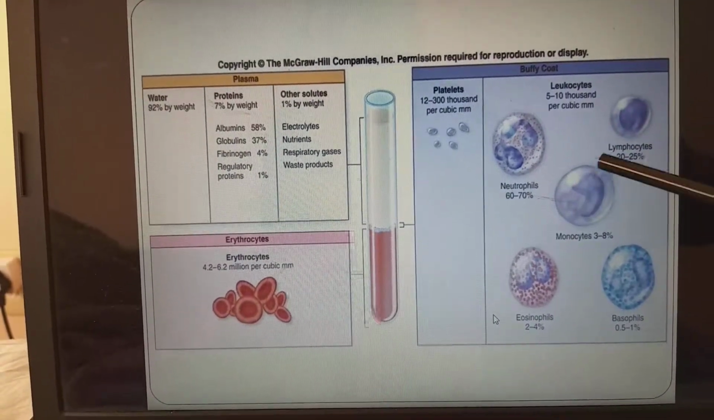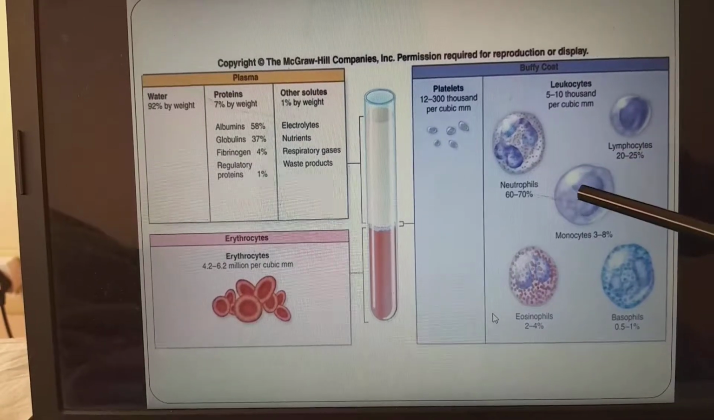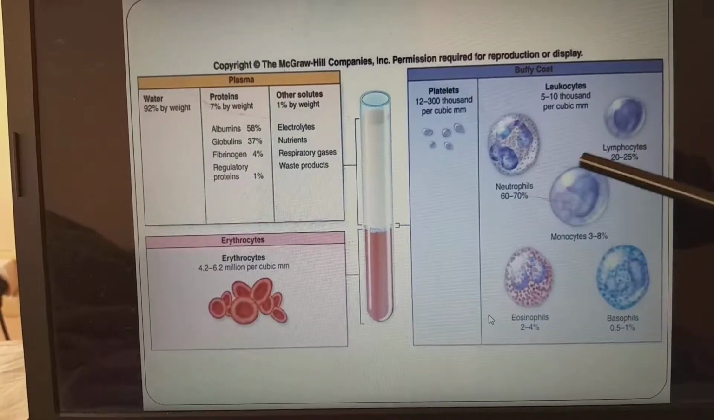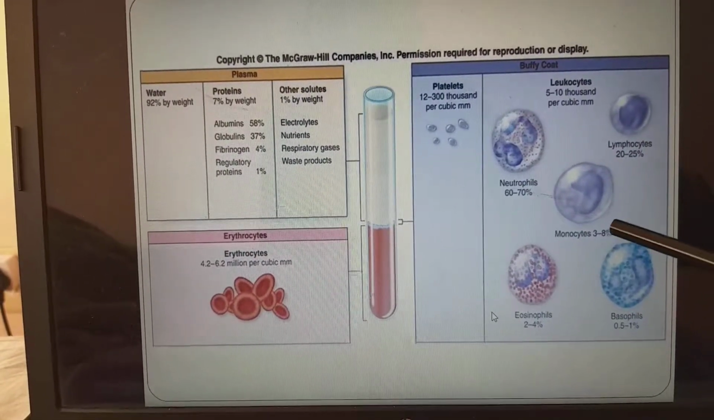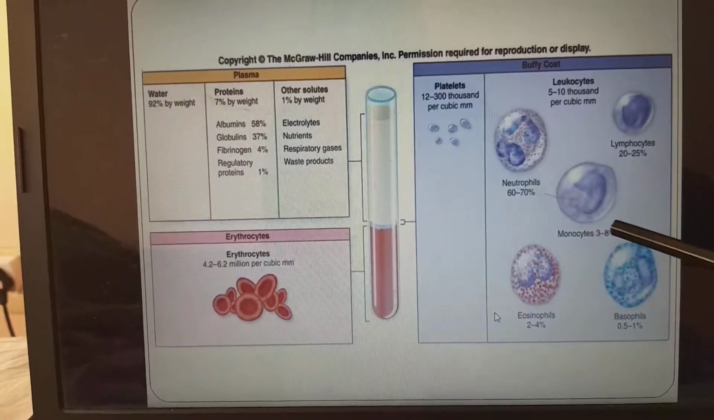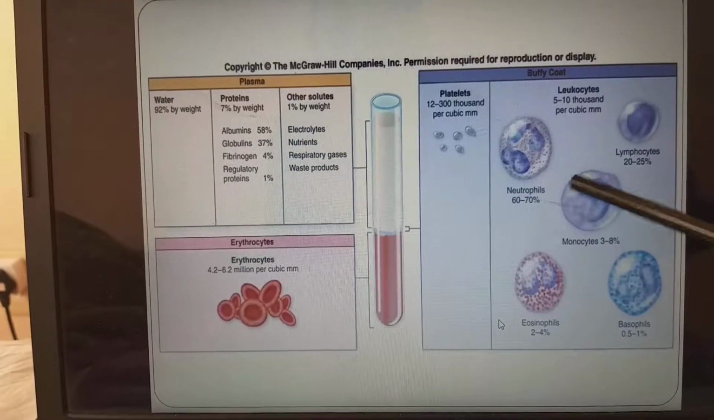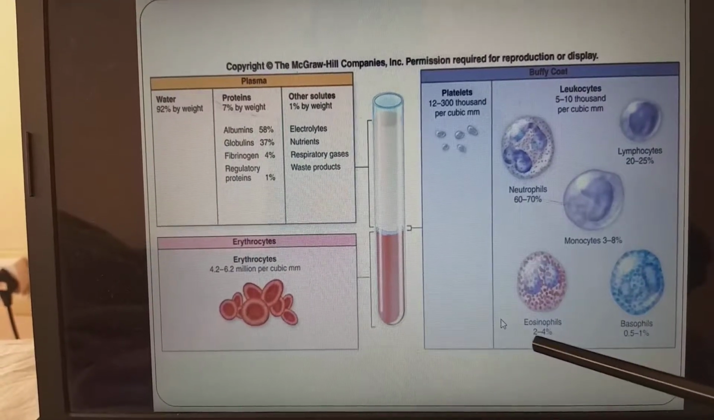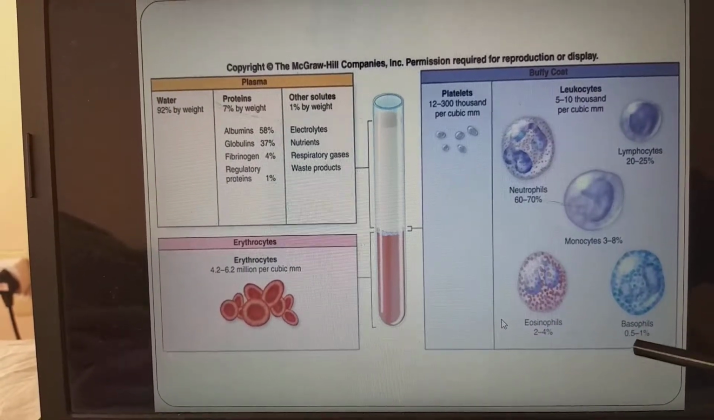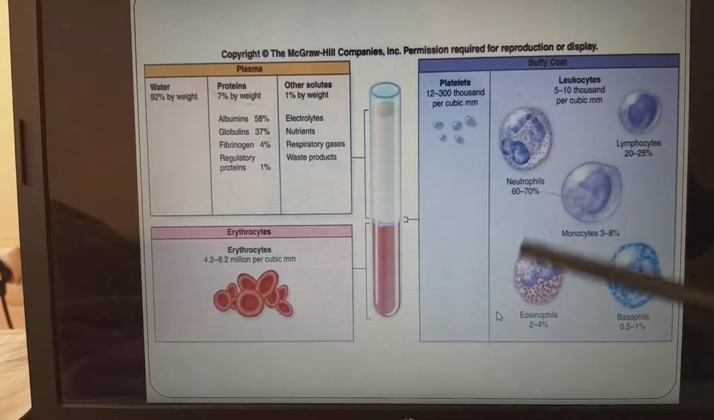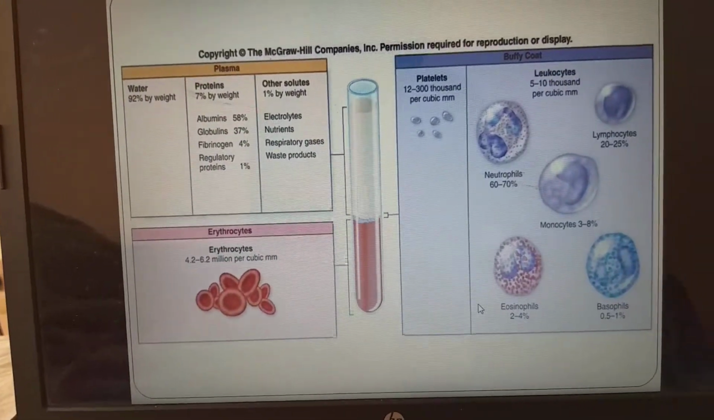Lymphocytes and monocytes come under the category of agranulocytes. Next, the place is occupied by monocytes, 3 to 8 percent. Monocytes are the biggest cells among the blood cells. And we have the eosinophils, 2 to 4 percent, and basophils, 0.5 to 1 percent. These are the normal values of the overall blood.